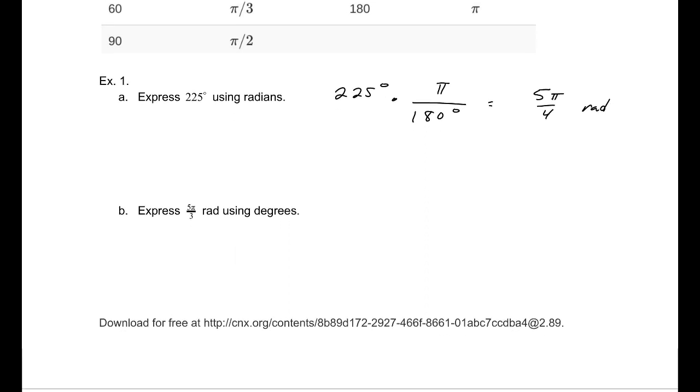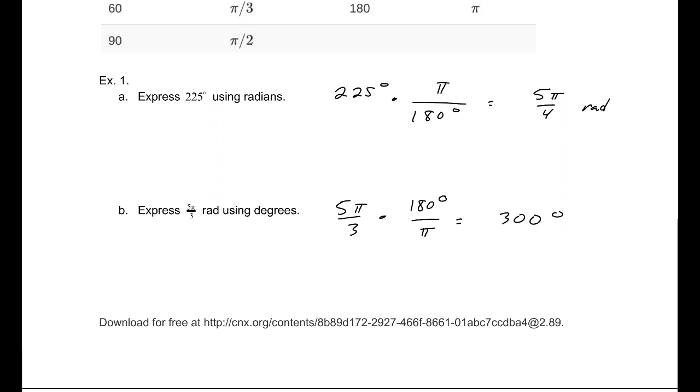Part B, express 5 pi thirds radians using degrees. We'll do the same thing. We'll take our value and multiply it by a conversion factor. So 180 degrees is pi radians. So multiplying those, the pi values cancel. That'd be 60 times 5, that'd be 300. So 300 degrees.